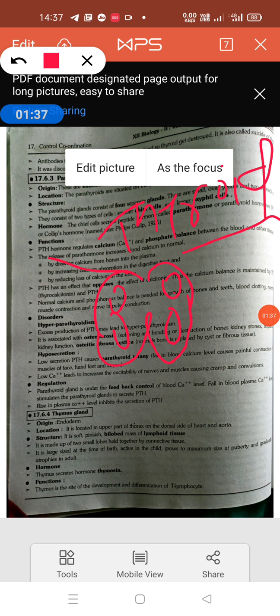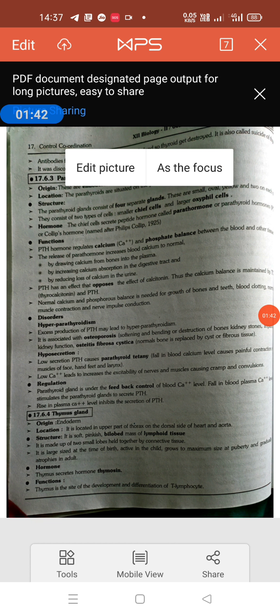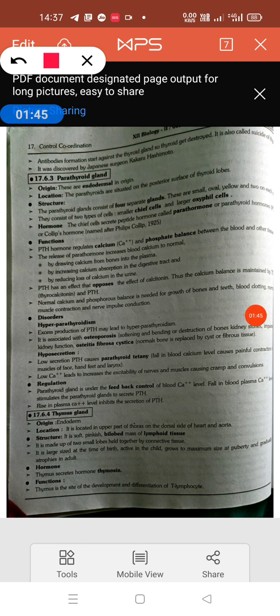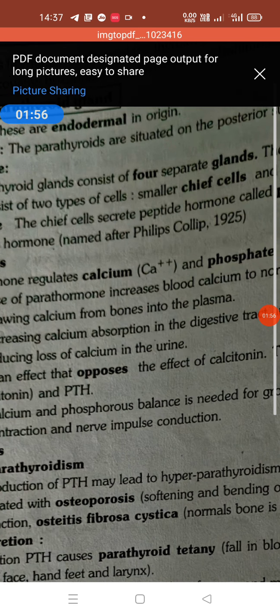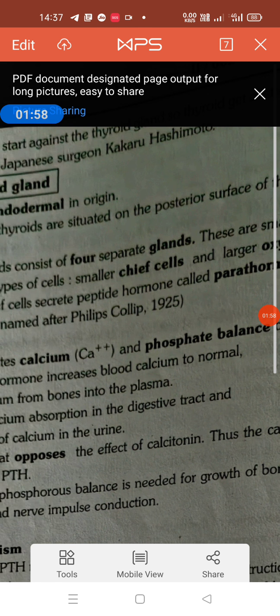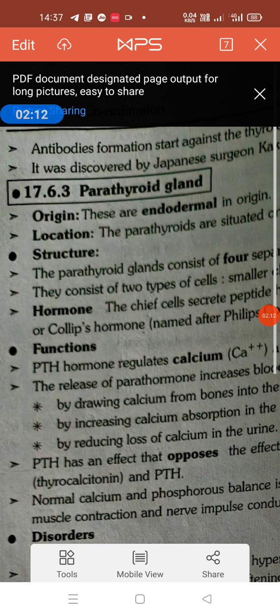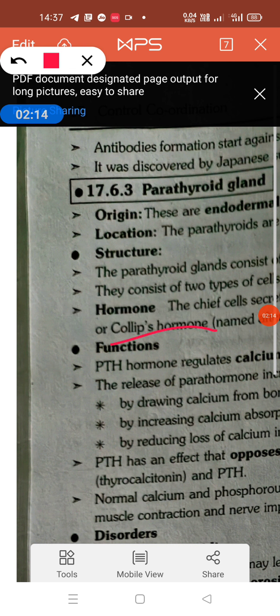They consist of two types of cells, smaller chief cells and larger oxyphil cells. The chief cells secrete a peptide hormone, that is parathormone. This peptide hormone is called parathormone or parathyroid hormone, PTH, or it is also called Collip's hormone, proposed by the scientist Collip, and hence it is Collip's hormone.